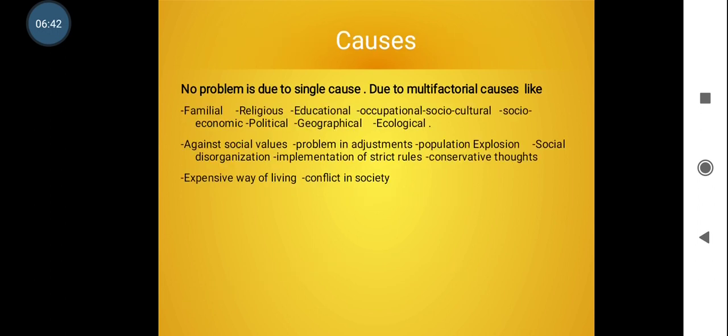The next one is causes of social problem. No problem is due to a single cause. Due to multifactorial causes like family causes, religious, educational, occupational, socio-cultural, socio-economic, political, geographical, ecological, and against social values, problem in adjustments, population explosion, social disorganization, implementation of street rules, conservative thoughts, and expansive way of living conflict in society.